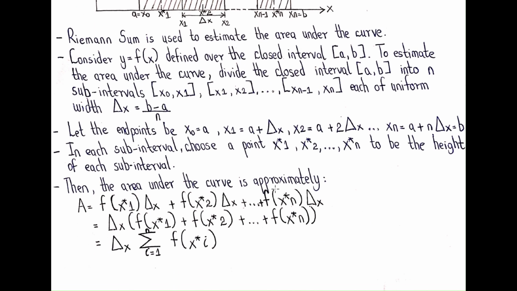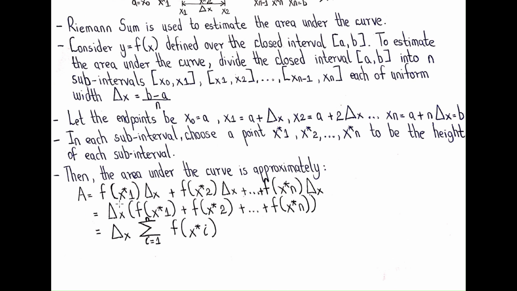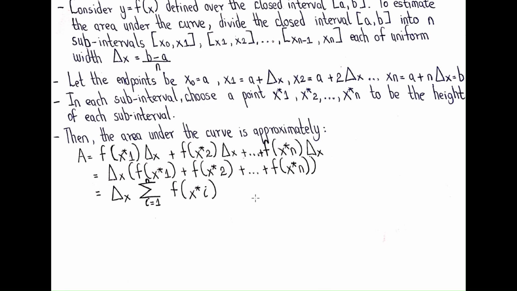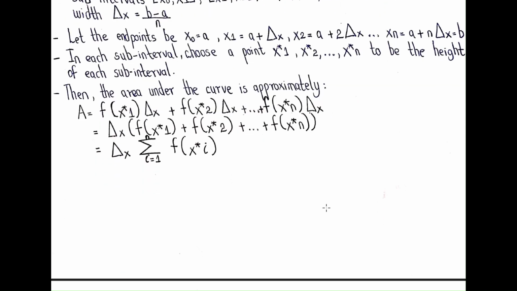Then the area under the curve is approximately f of x star 1 times delta x plus f of x star 2 times delta x, all the way to f of x star n times delta x. Since delta x is a like term, we can rewrite it as delta x, open the brackets, f of x star 1 plus f of x star 2 all the way to f of x star n. And we can further simplify it to delta x times the summation of f of x star i, where i is from 1 to n. So that is the Riemann sum.